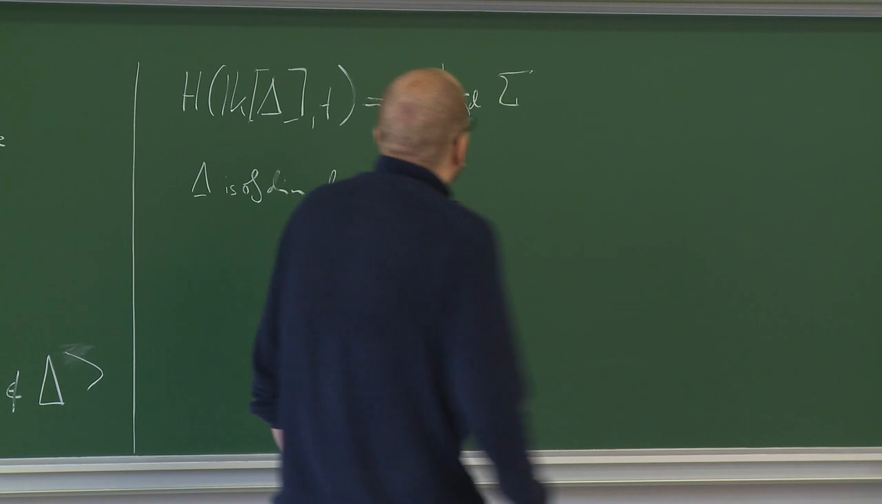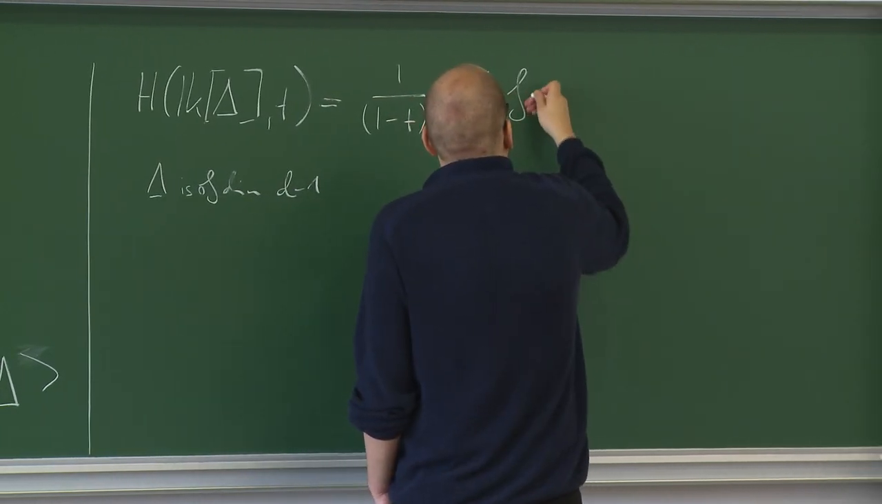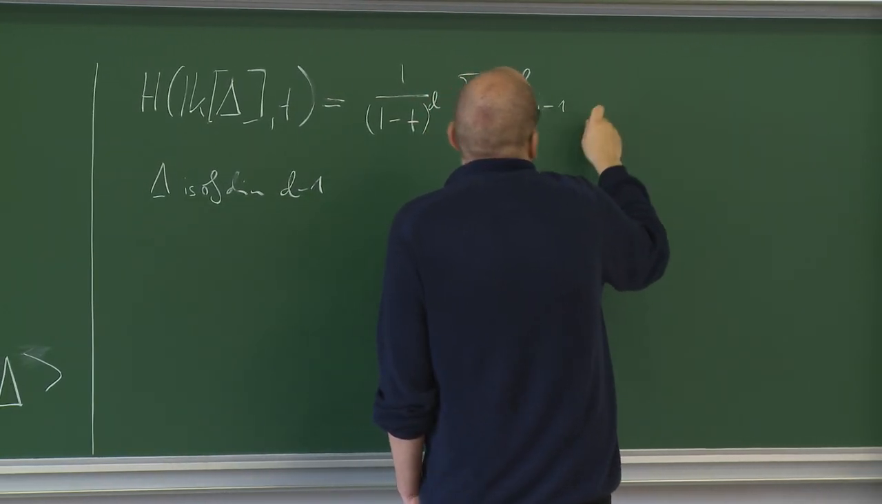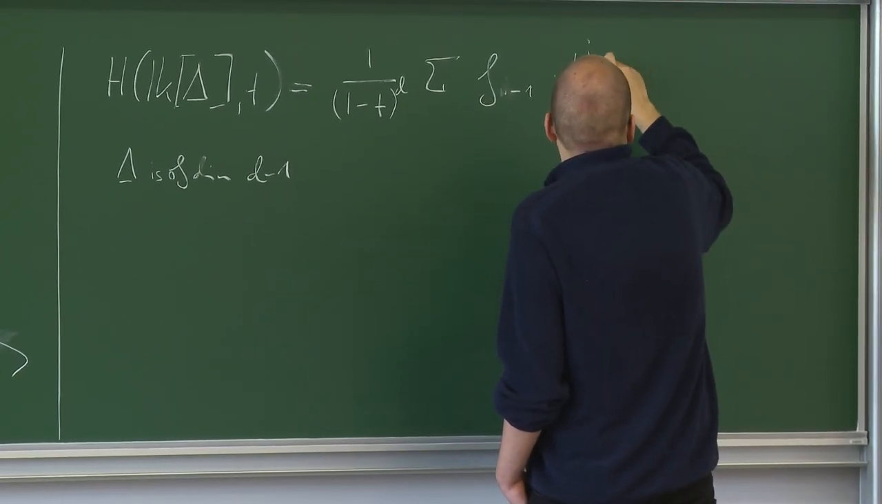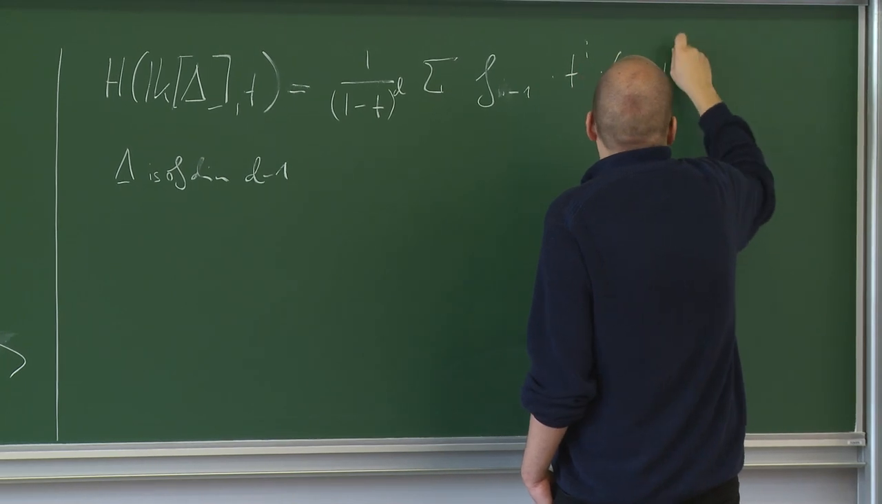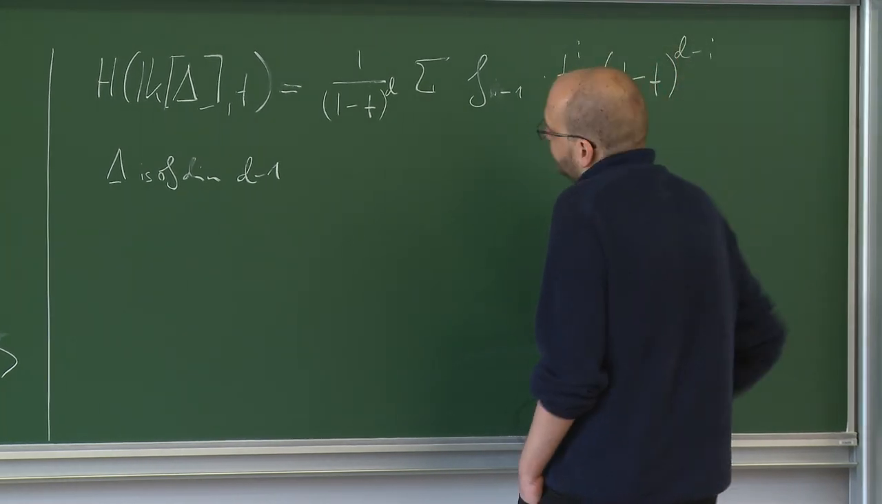The (i minus 1)-dimensional faces times t to the i times (1 minus t) to the d minus i.